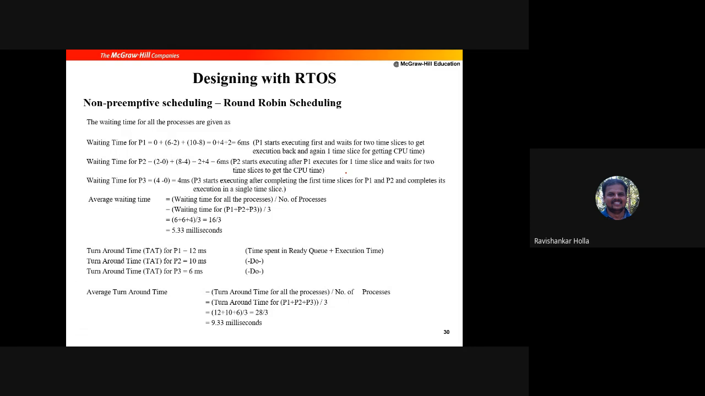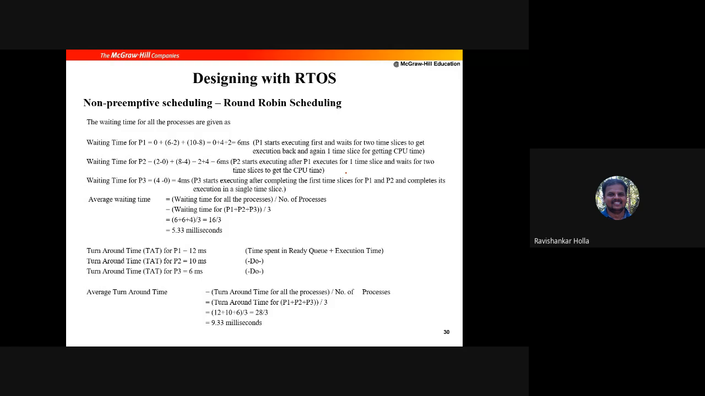And then P3 has to wait for 4 milliseconds because it has only 2 milliseconds of time to be executed. So there is no need for it to come back on the second iteration. So the average time would be 5.33. And the turnaround time is the time spent in the ready queue plus execution time.